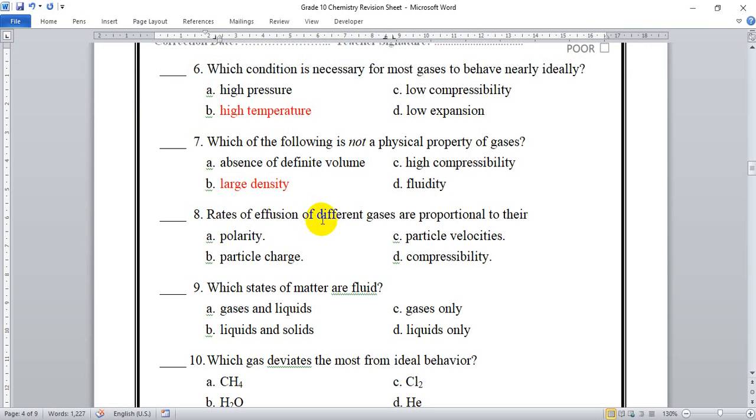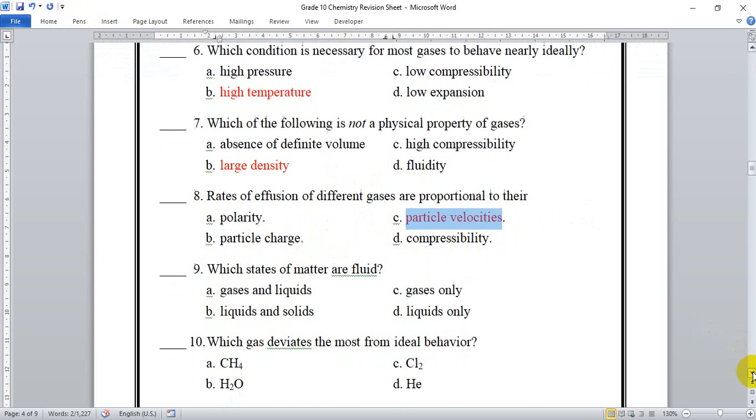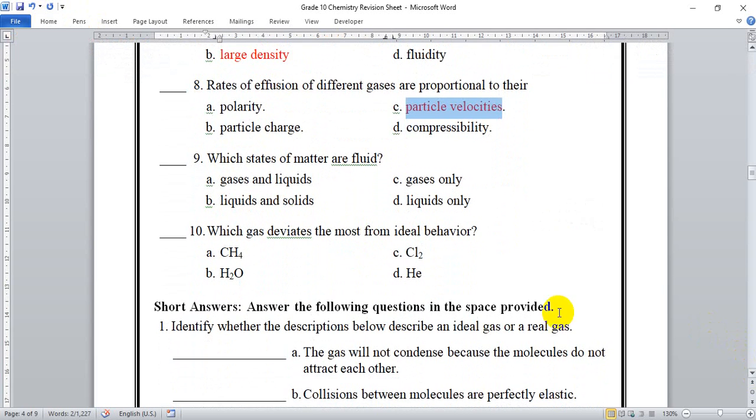Number 8. Rates of effusion of different gases are proportional to their polarity, particle charge, compressibility, or particle velocities. Number 9. Which states of matter are fluids? Gas and liquids, liquids and solids, gas only, liquids only. It will be gas and liquids.